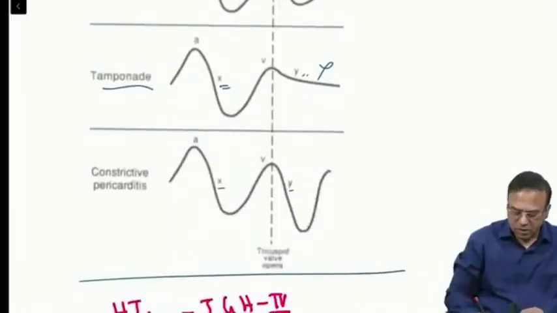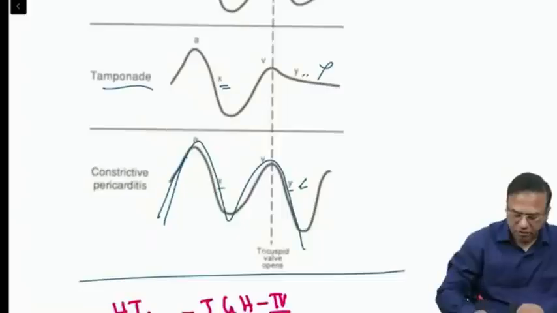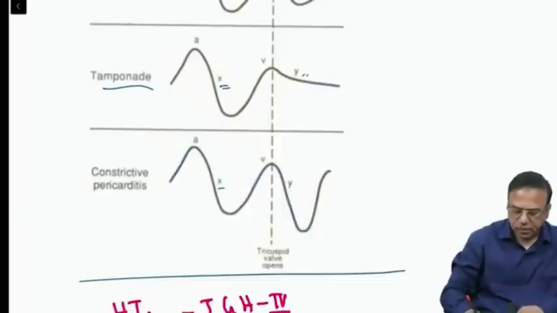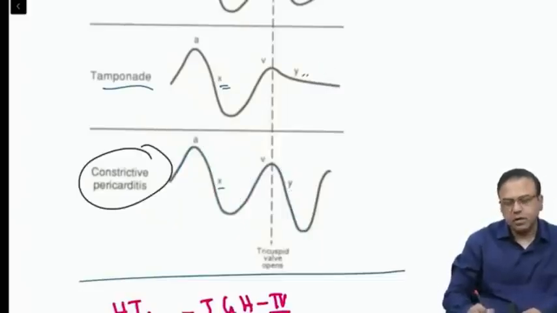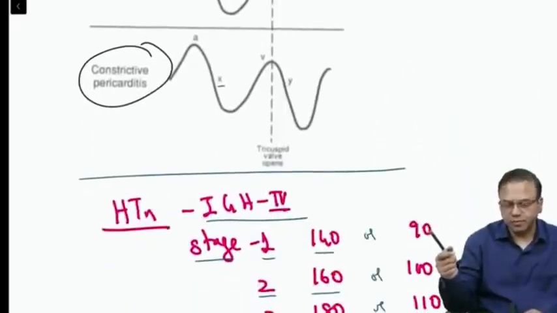If you see X descent is also there, Y descent is also there, Y is deeper no doubt, but it looks like the alphabet M. This M pattern graph, if you are getting it, is highly suggestive of constrictive pericarditis. So that's a subtle difference between tamponade and constrictive pericarditis that they can ask you.